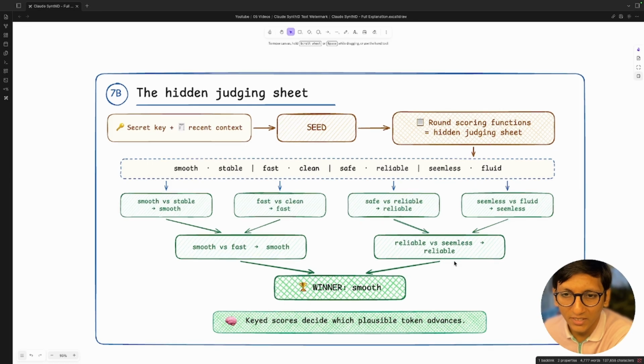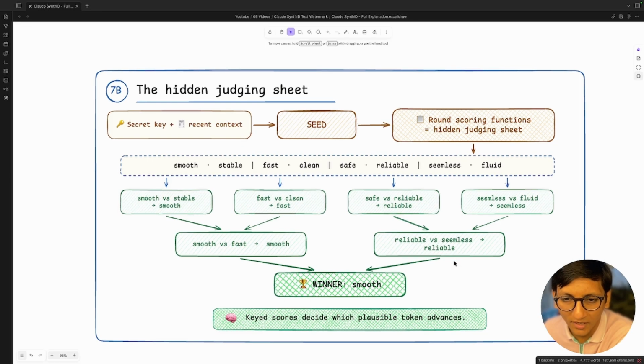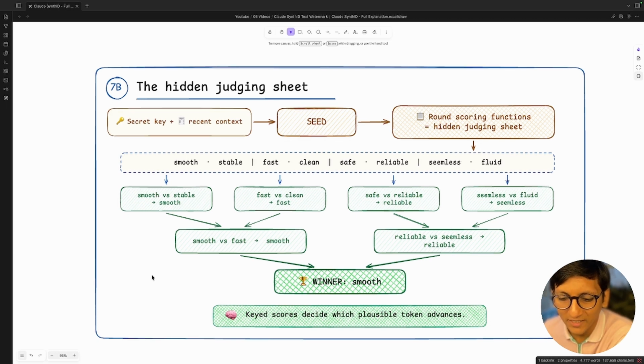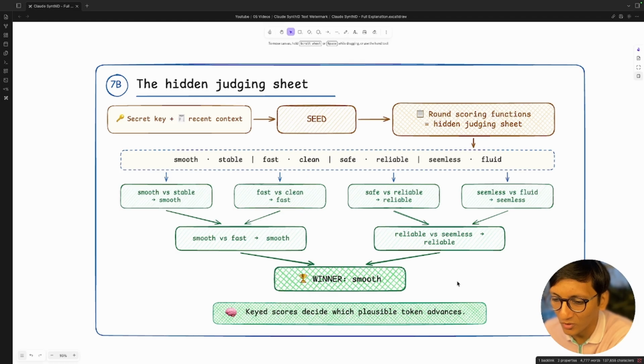Now, let's introduce the hidden judging set. So far, we have the recent context of the sentence, that is, "the deployment was surprisingly". We have the watermark secret key. These two produce one seed, and that generates a scoring function. Candidates compete in pairs. The candidate with the preferred seed score advances to the next round, and the winners are paired again. After the final round, the token is selected. In our example, the winner token is "smooth". So the keyed score decides which possible token advances.